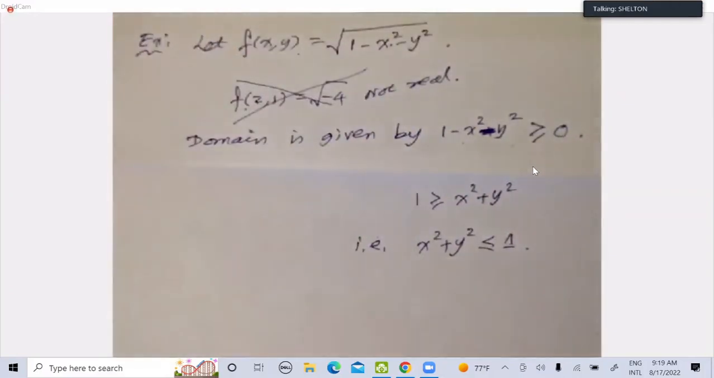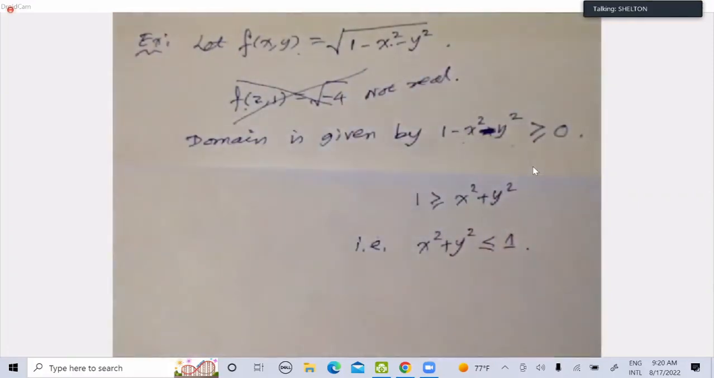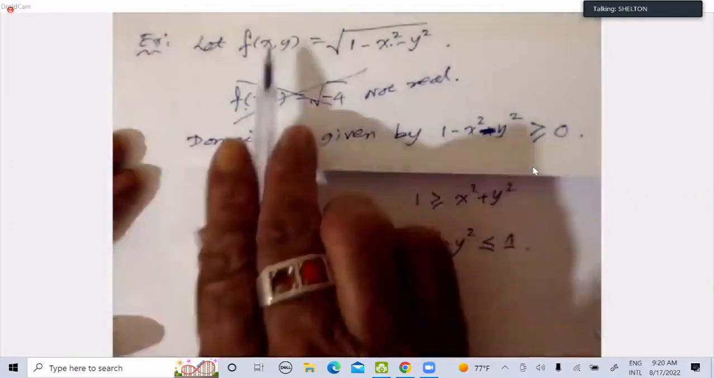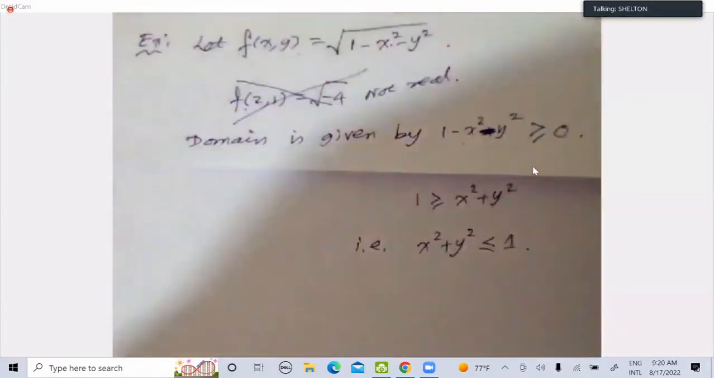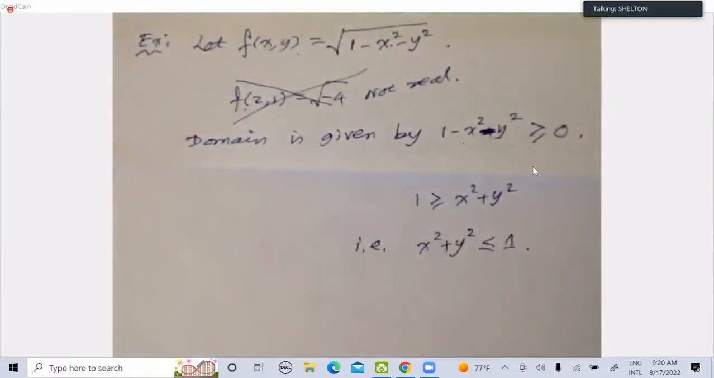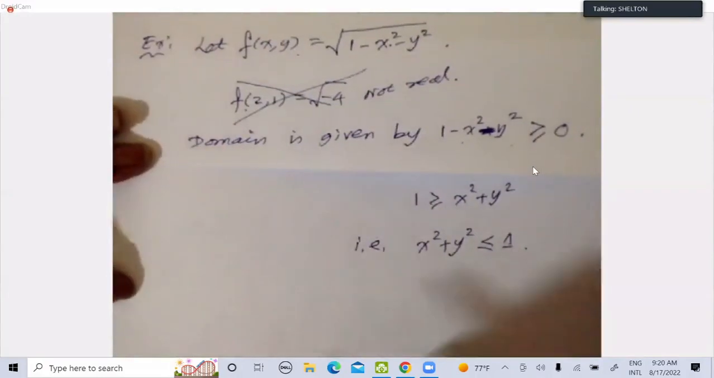Now, plot the domain of the function. We need the xy plane. Earlier, with one variable, for the domain we needed only one real number, one axis to represent the domain. Now, you need the entire xy plane, because inputs are pairs. Pairs live in the xy plane. So, x squared plus y squared less than or equal to 1.